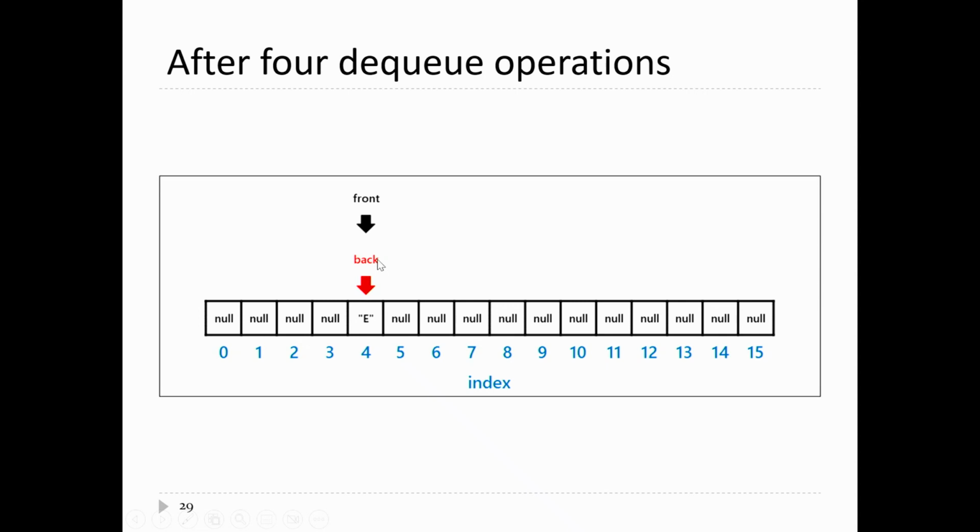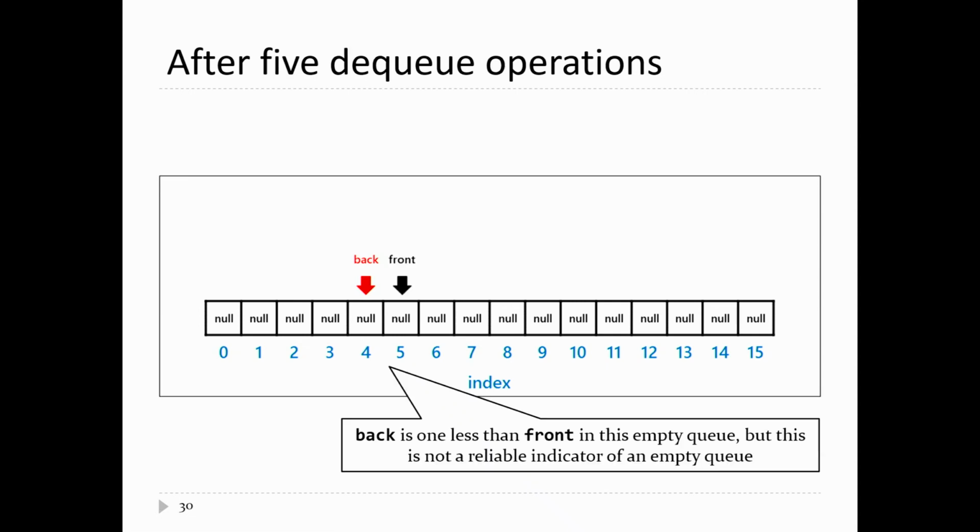E. So the front and back of the queue, there's only one element in the queue, so they both refer to the same element. And finally, if you dequeue again, the E comes out, and now front is in front of back. It's to the right of back, or back is one less than front, which is what we had at the beginning when we made the empty queue. It turns out, though, that you can't use that as a condition for the empty queue. You're going to see shortly that you can have this situation, but the queue is in fact full.